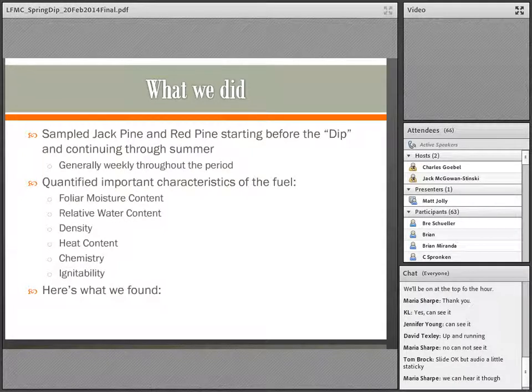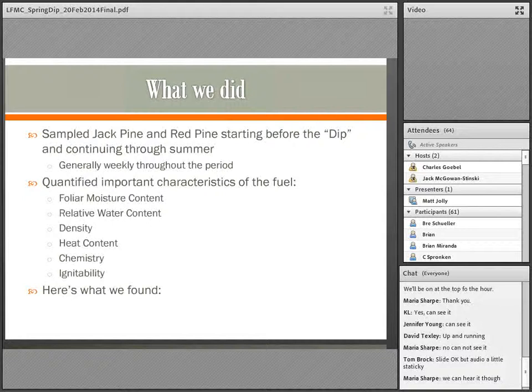One of the things that's really important that we measured is the actual foliar density. What that means is that we measured the mass per unit volume of an individual needle over time, and we tracked those changes over time. What that does is tell us, in essence, how the dry weight of that fuel is changing when we control for the volume that the needle takes up.